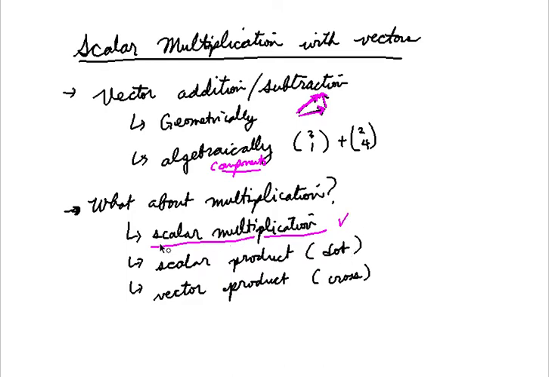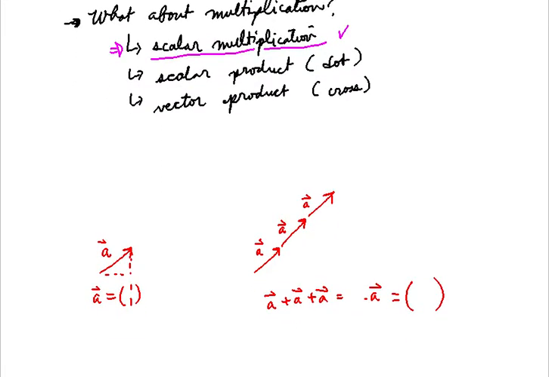video will focus on. And just as an introduction, there is something called a scalar product or a dot product, and a vector product, which is a cross product. But for this video we're only going to be focusing on scalar multiplication. But you can keep these in the back of your minds as you watch this. All right, so let's go into scalar multiplication.